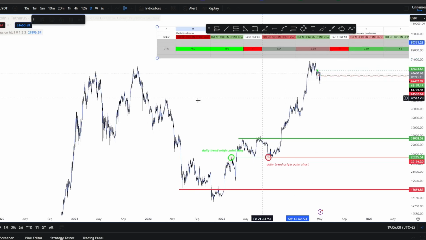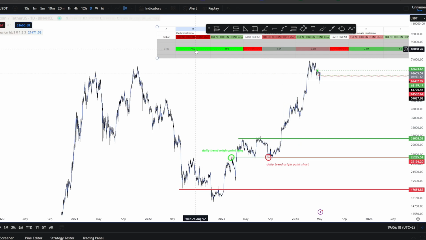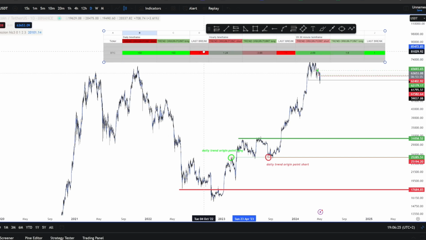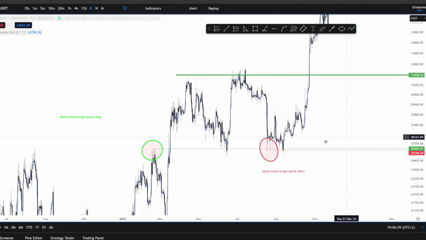Now, if we measure price in percentage from this point right here, we are well in the green. It's a deep green bullish trend with 150%. If we put that in the sheet, it will give us a deep green color, signaling a bullish trend. Now we do this analysis for trend origin points to the long side, and we do it also to the short side. And this right here was a bearish trend origin point on the daily.